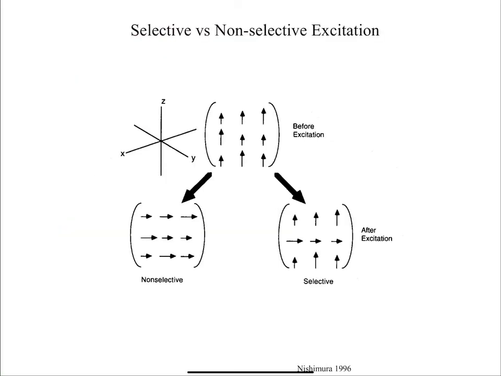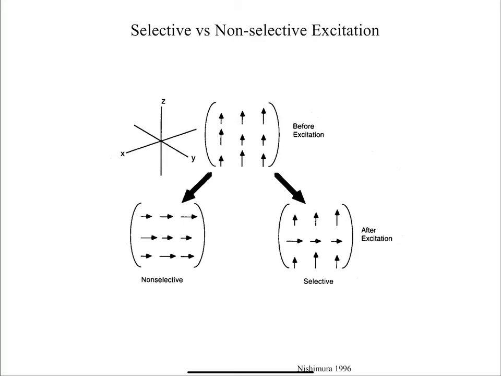So now we want to get into slice excitation. Everything we've talked about so far is if I want to tip all the spins in an object. But sometimes you only want to look at, for example, one slice, or you want to go through slices. So for 2D imaging, we need to do slice excitation.